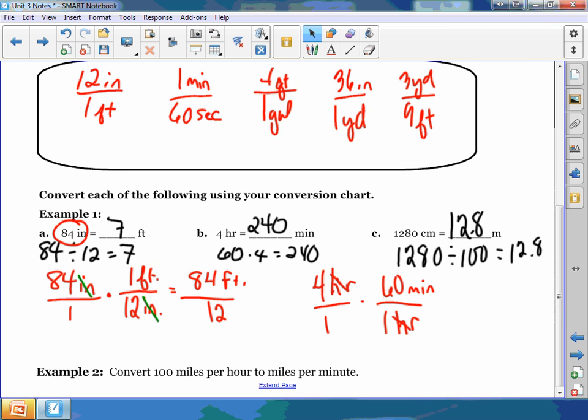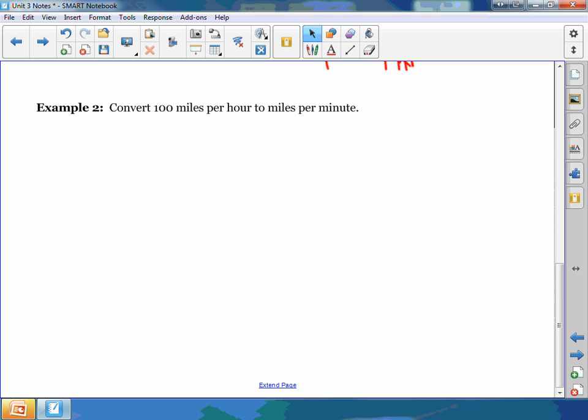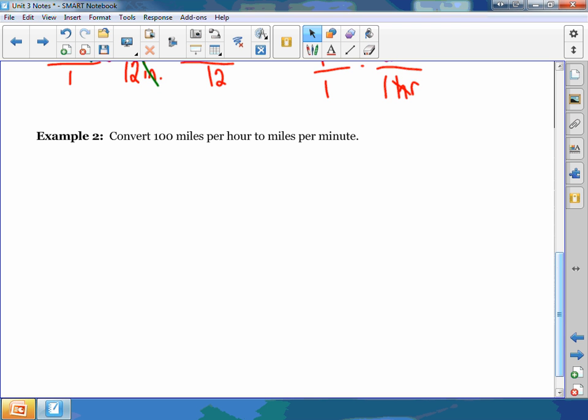All right, why don't you give this next one a shot? We're converting 100 miles per hour, and we want to know how many miles per minute that is. Do it whichever way you feel comfortable.